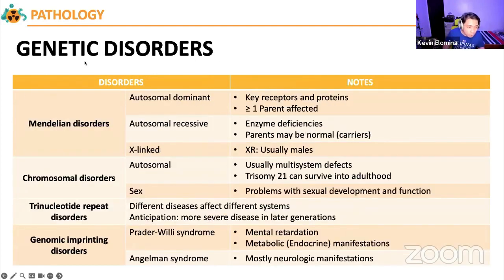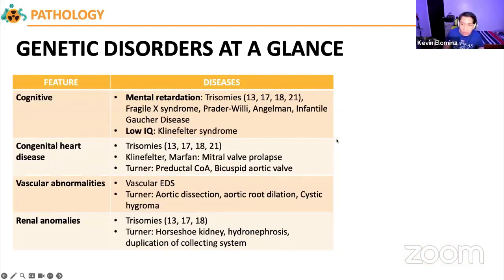Now, for your genetic disorders, these are the types. Now, we have your Mendelian, we have your chromosomal, your trinucleotide repeats, and your genomic imprinting disorders. So, these genetic diseases, common na itanong yung kanilang pattern of inheritance. But sometimes they're going to make it more difficult for you in such that they're going to make a case about it, no? So this table will help you sort their features, no, their clinical features. So please take a screenshot of this, no?